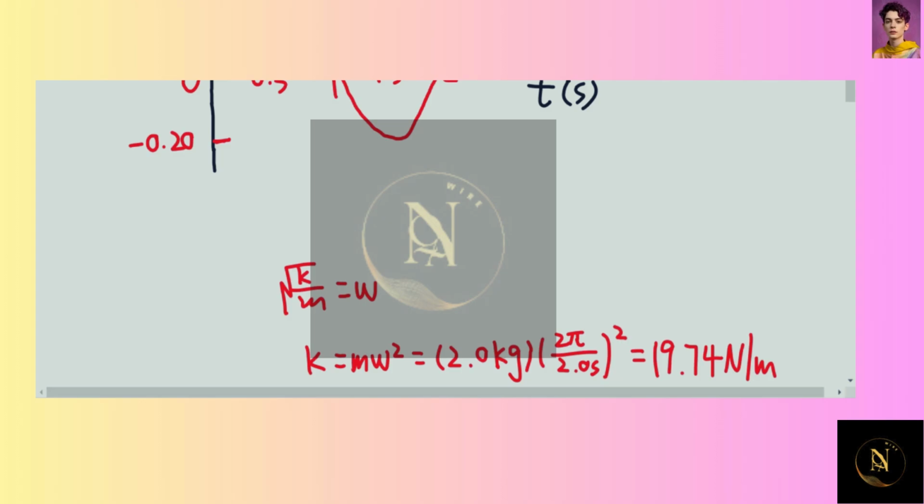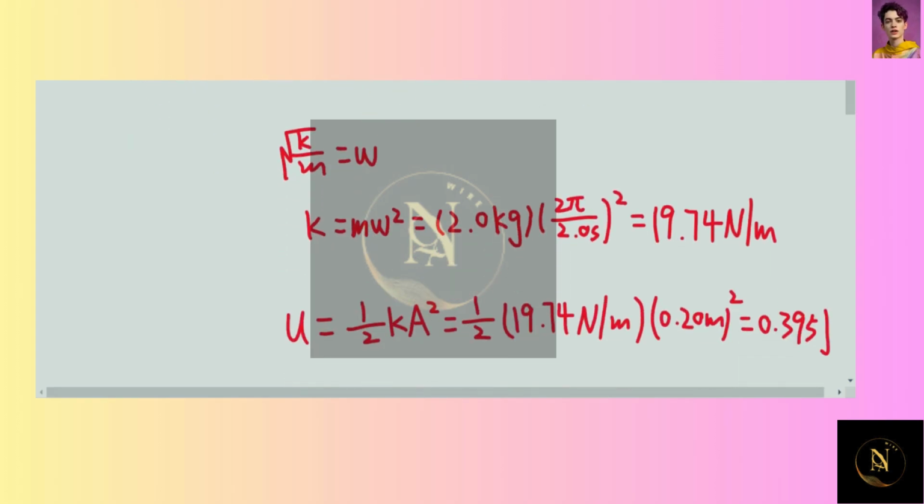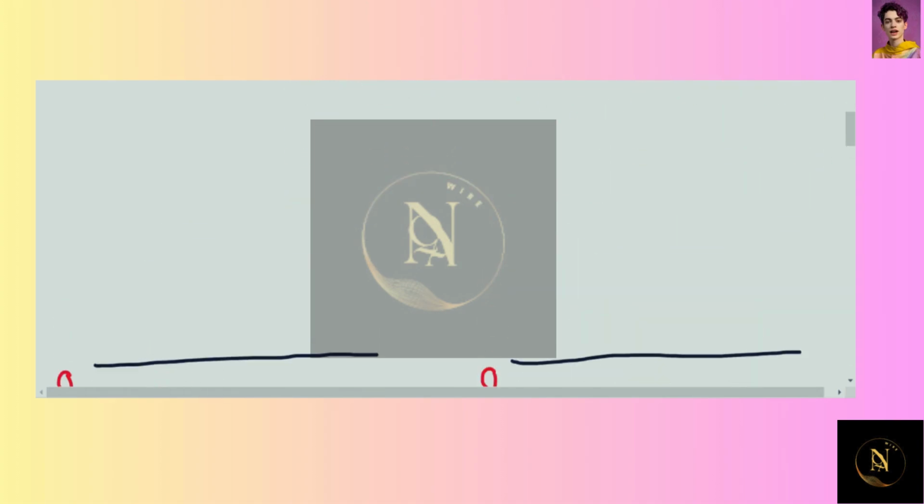The spring constant k is equal to m times omega squared, where m is the mass and omega is the angular frequency. So eventually we have the spring constant equal to 19.74 Newton per meter. And then we can determine the total energy of the system, which is 1/2 k a squared, which is about 0.395 Joule. So now we can construct the energy bar charts for the motion.